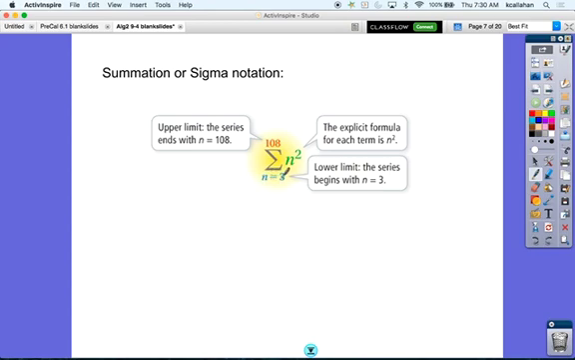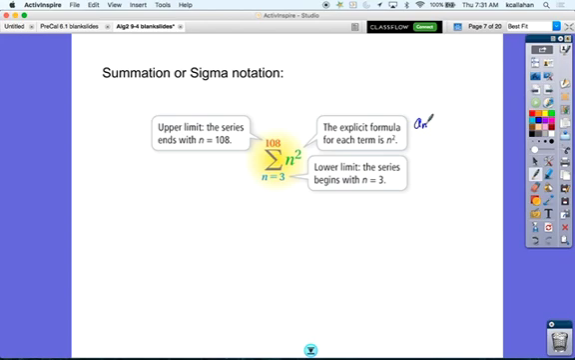Equals some lower limit. This is going to be the first number that we use as we generate our series. And then on top of the sigma will be what they call the upper limit, 108. In front of the sigma, to the right of the sigma, that's a formula for the nth term of the sequence. Right here they say this is the explicit formula. Well, we know what that means from our last lesson. That means this is an a sub n. So that's what a summation or sigma notation looks like.